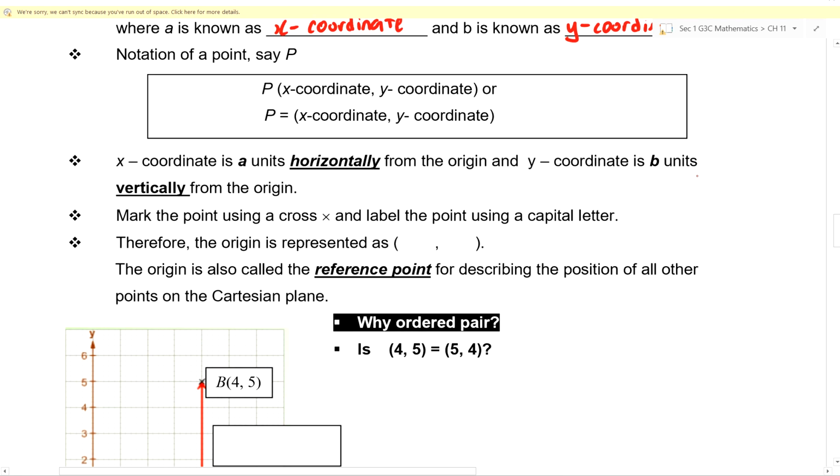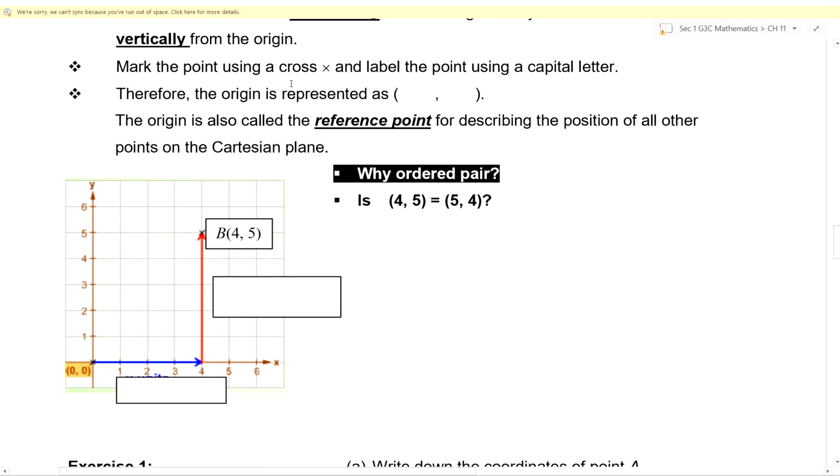Now the x coordinate just means, if it has a value of A representing any number, it is the number of units horizontally from the origin. The y coordinate, in this case represented by B, is the number of units vertically from the origin. So we will mark a point using a cross and label the point using a capital letter. That will be the name of the point.